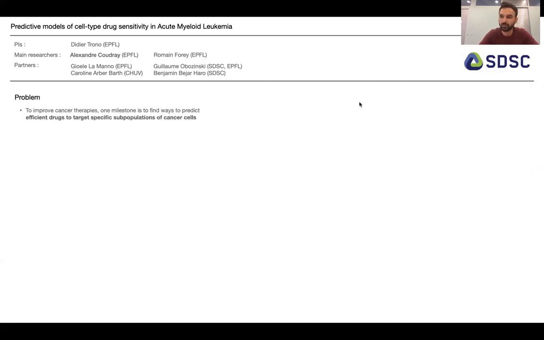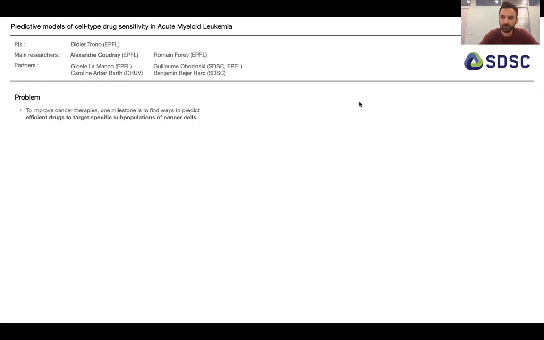So we're trying to predict the drug sensitivity at cell type resolution using a machine learning framework. In particular, we're interested in predicting drugs with higher efficiency to target specific subpopulation of cancer cells.